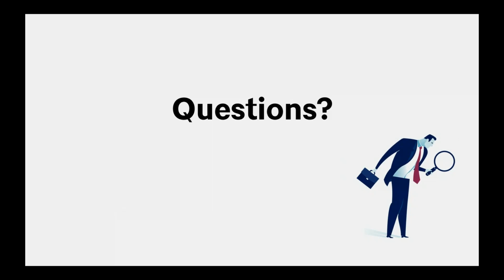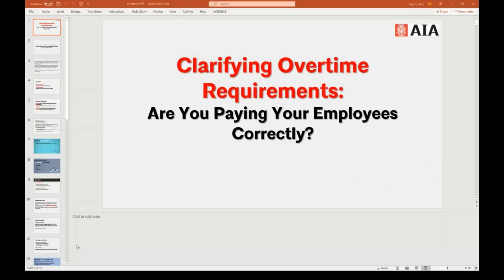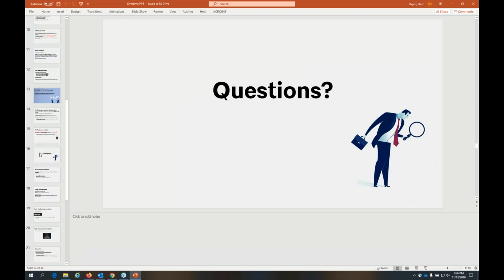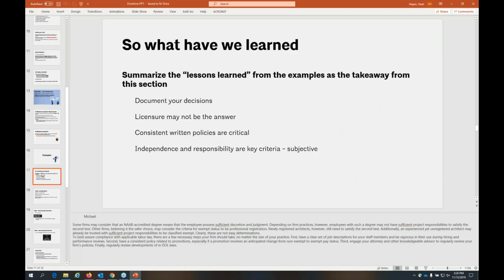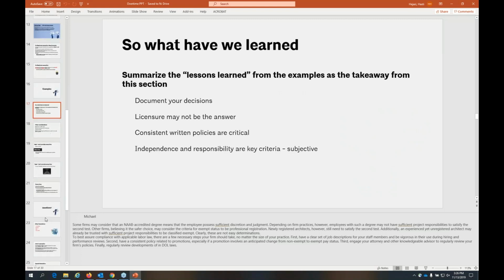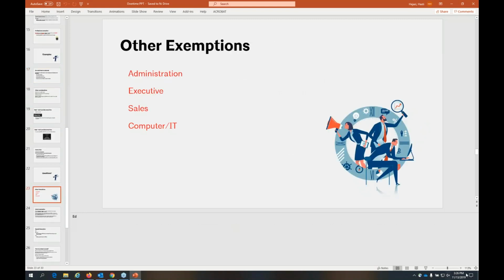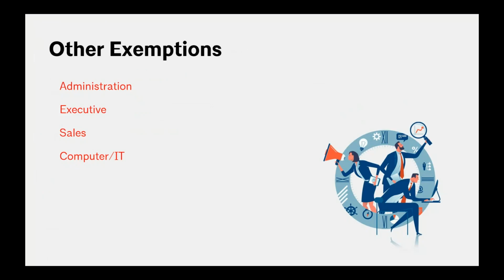If you'd like, I can pull that slide up. I believe it was earlier on. Next slide would do it. The very next slide. Go next. Oh, right here? Oh, I'm sorry. Hold on one moment. There you go. So it's professional, administrative, executive, sales, and computer IT are the 5 categories.